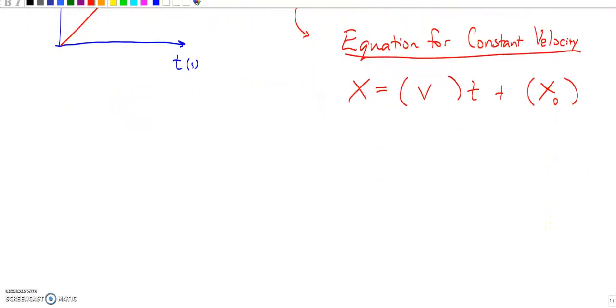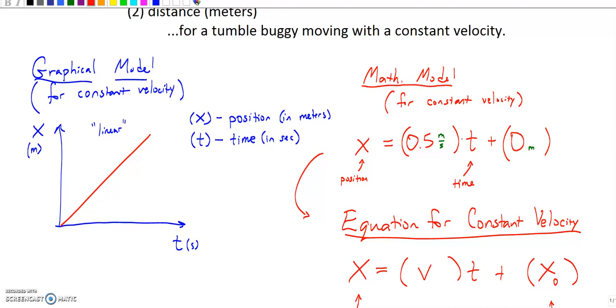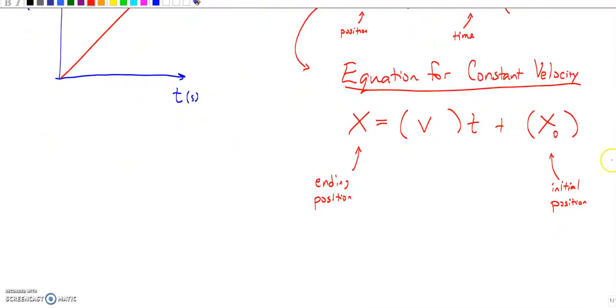So I need to record this so we understand what's going on. This is the ending position, meaning this is where it ends up on the tape measure or meter stick. This is the initial or beginning position, meaning where it starts on the tape measure. Yes, that will be 0, right? That's why it was 0 in our experiment. In a lot of cases, that will be 0. This v stands for velocity. And then obviously this is the time that has gone by. So that's our constant velocity equation.